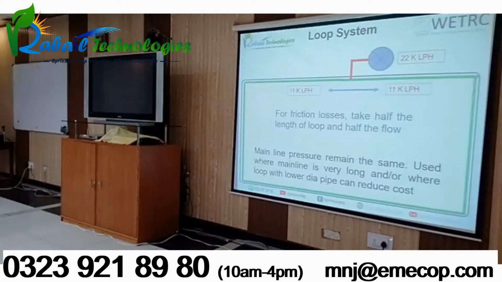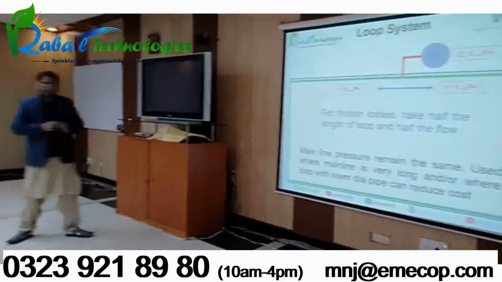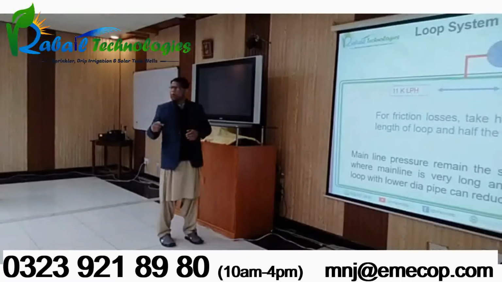So what will we achieve? For example, for 22,000 liters, keeping velocity at 1.5 meters per second, we need a 3-inch pipe. But keeping the same velocity and designing for 11,000 liters per hour, we need a 2-inch pipe. Right? So the diameter of the pipe will be decreased.